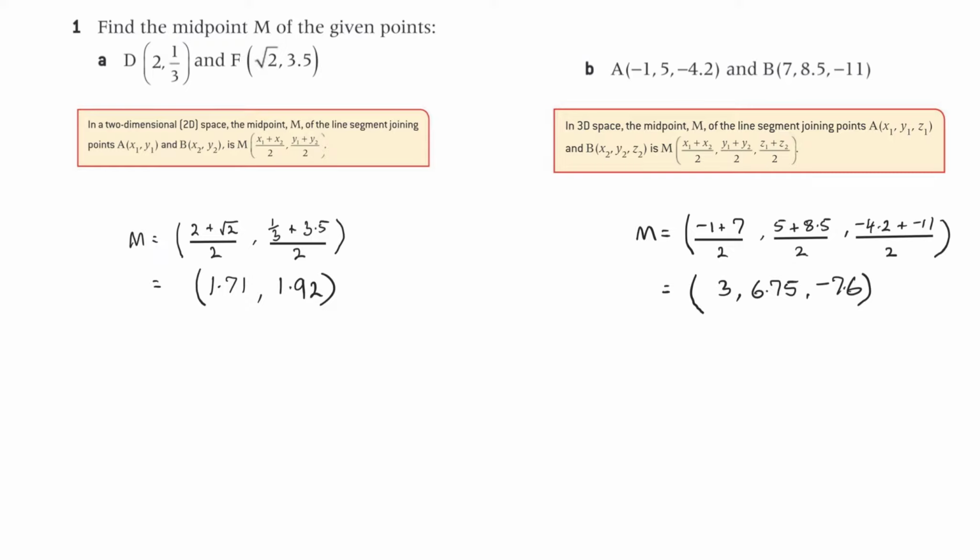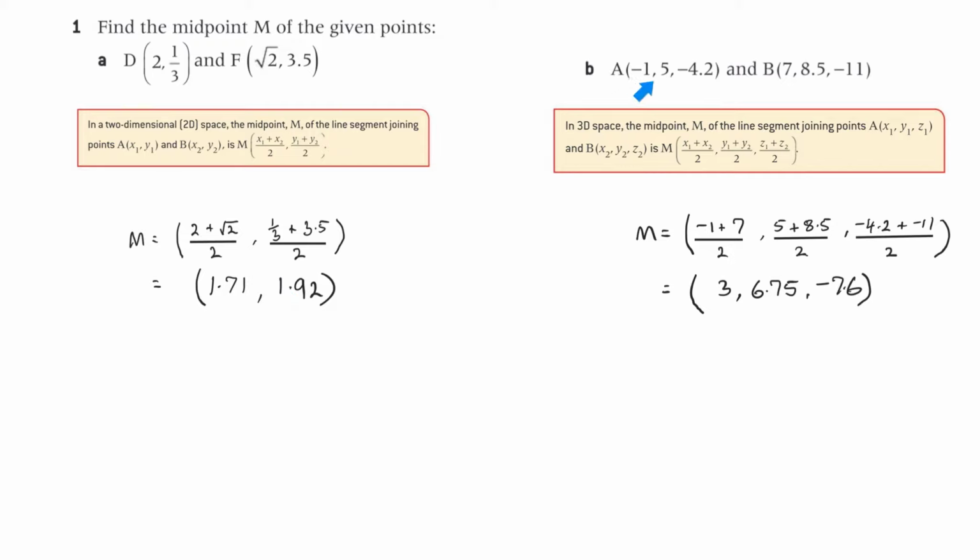So M is the average, so it's 2 plus root 2 divided by 2. And it's 1/3 plus 3.5 divided by 2. So the coordinate points are 1.71 and 1.92. That's the x and the y value of the midpoint.